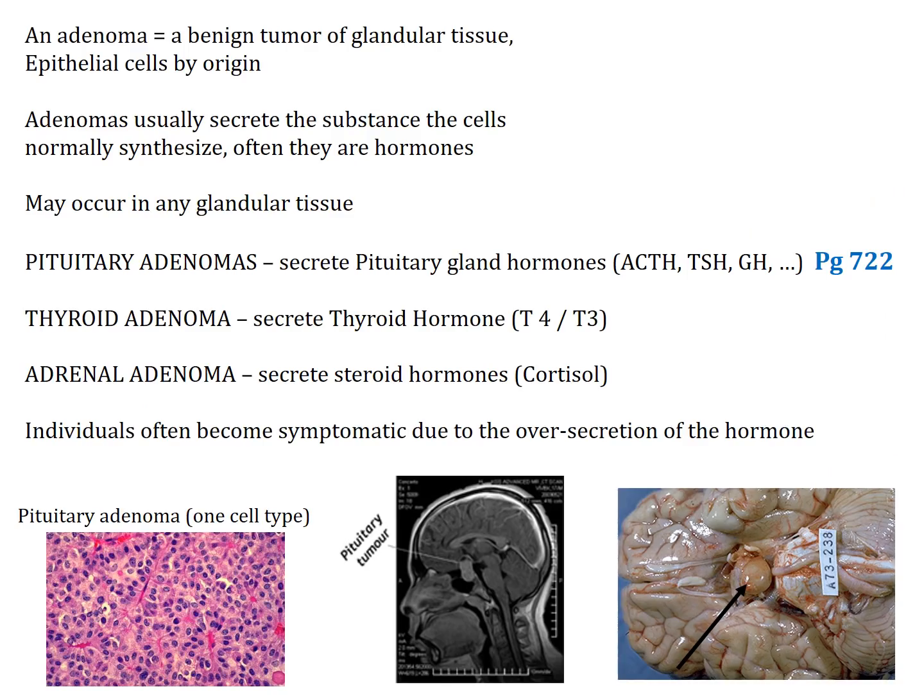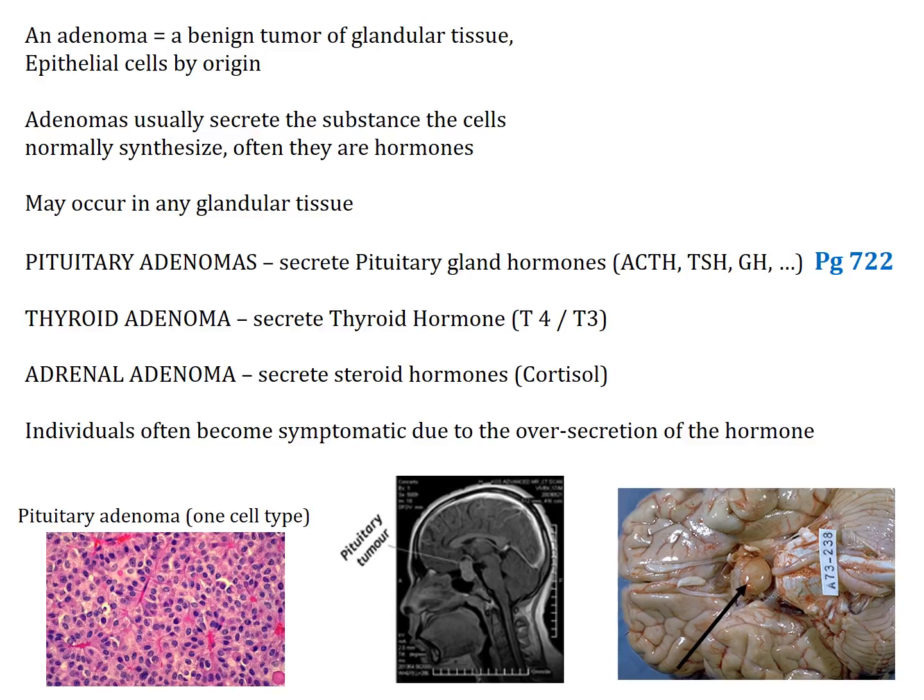Okay, I'm going to define this term really early on, an adenoma. An adenoma is a tumor. It's a benign tumor, meaning it's not cancer, it's not malignant. And it is a tumor of glandular tissue. Remember, glands secrete substances. Most glandular tissues are epithelial by origin, so adenomas are tumors of epithelial cells which are able to secrete some type of product. And sometimes what these adenomas secrete are hormones.